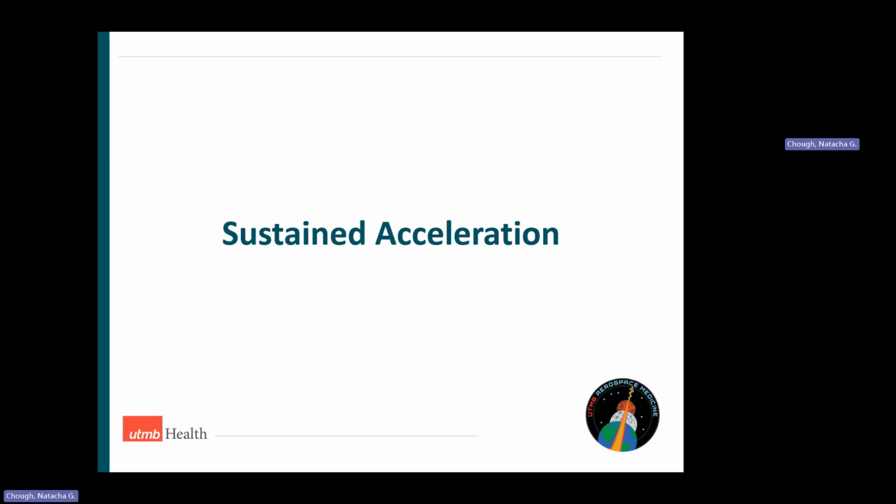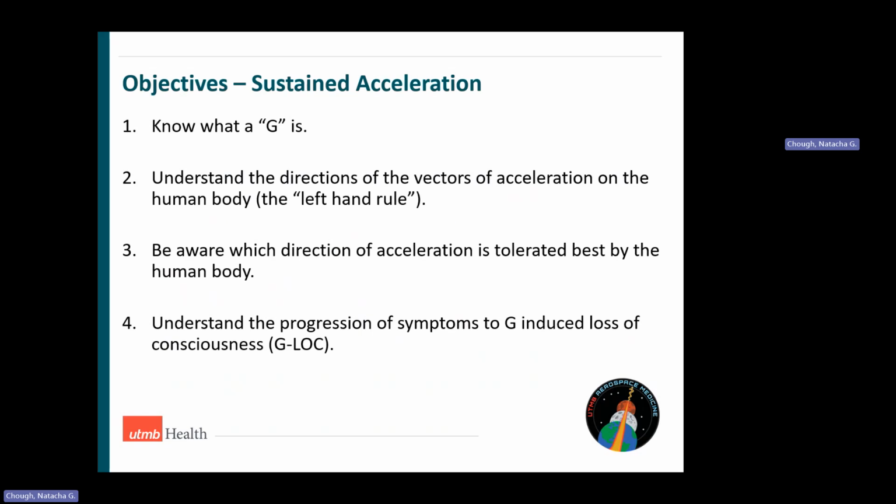Galveston. The first topic I'll introduce today is sustained acceleration. We will cover the following objectives today as they relate to sustained acceleration.